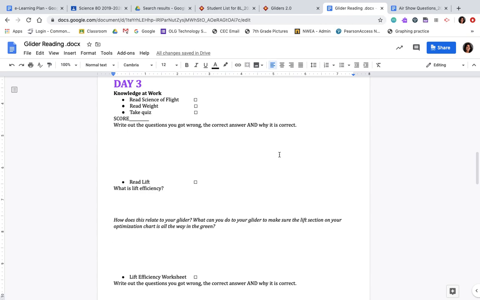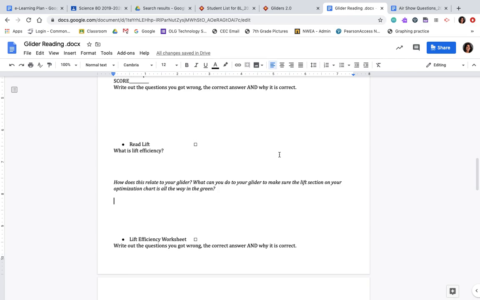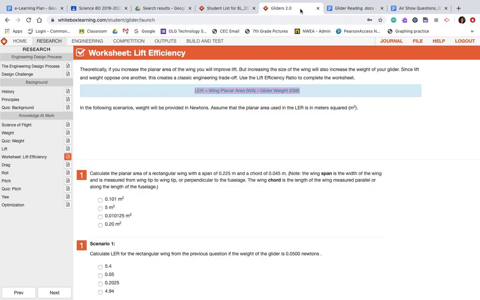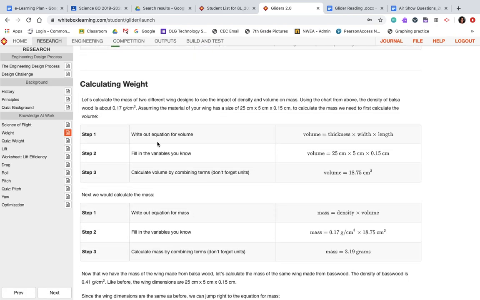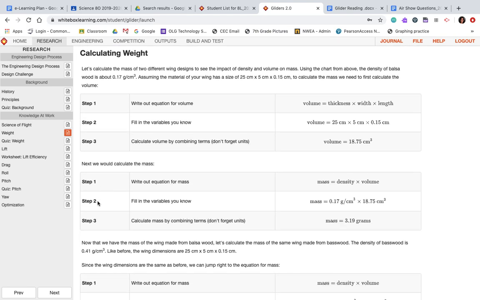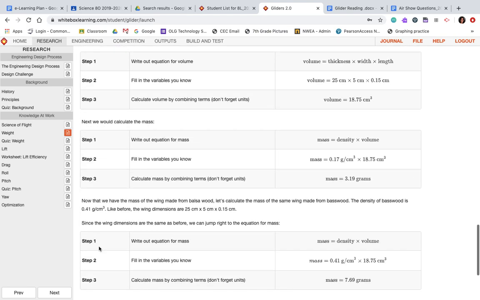Yesterday, you reviewed the science of flight and weight. You learned about lift and lift efficiency, and you did a couple different quizzes. If you had questions on any of the quiz questions, my suggestion is to go back. So if you had questions on the weight quiz, go back and reread calculating weight. Okay? This gives you step-by-step directions on how to calculate what you need.